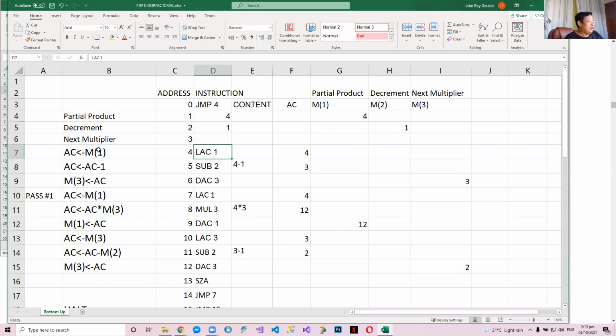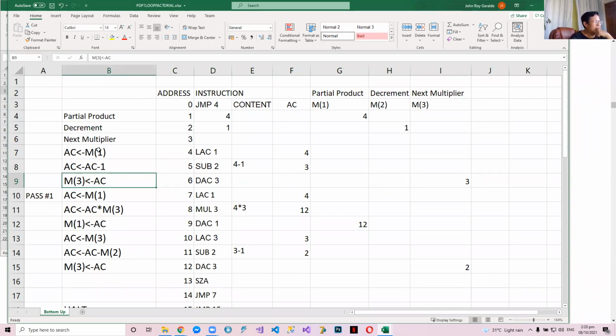So we say load m of 1. Do you follow? No. In the IAS, we say load m of 1. Here we say LAC 1. Okay. So the accumulator becomes 4. Okay. Do you follow? And then in the IAS we say sub m of 2. Here we say sub 2. So which means that we will have 4 minus 1. So this becomes 3. The accumulator becomes 3. Okay. When we say DAC 3, deposit accumulator 3, it's just like store m of 3. So this becomes 3. The micro instructions are the same.